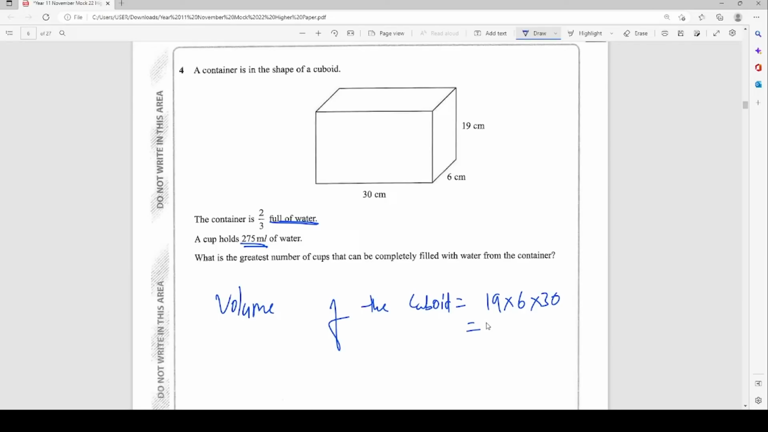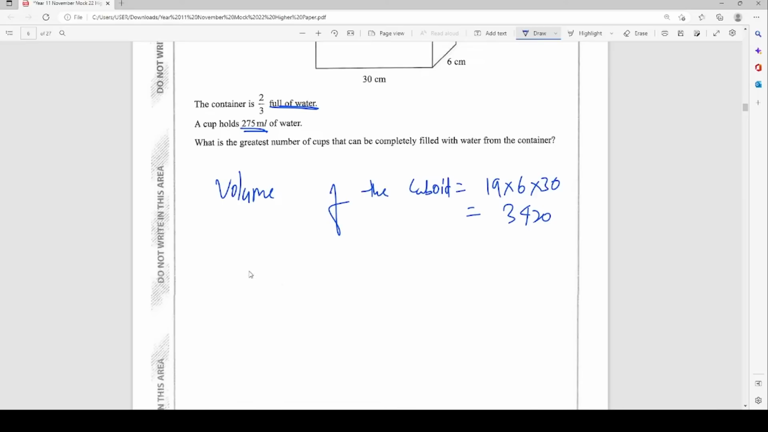So 180 times 19, that is 3420. And now what is 2/3 of that? So that's what the question asked. According to the question, it is 2/3 full. So 2/3 of 3420. Let's find what it is. Dividing it by 3, timing it by 2. So that's going to be 2280 centimeter cubed.